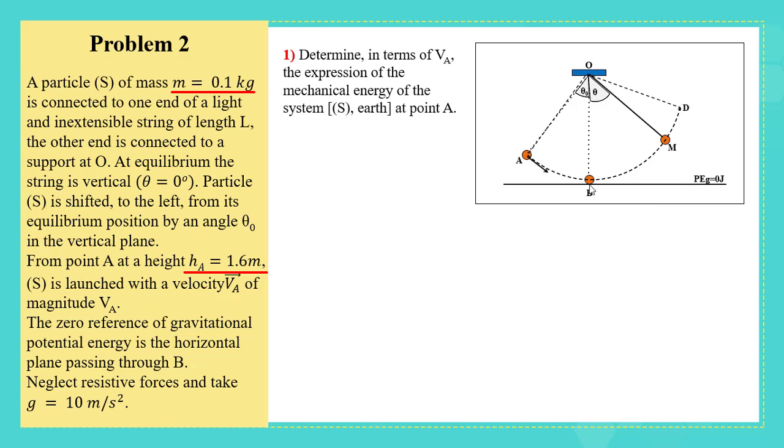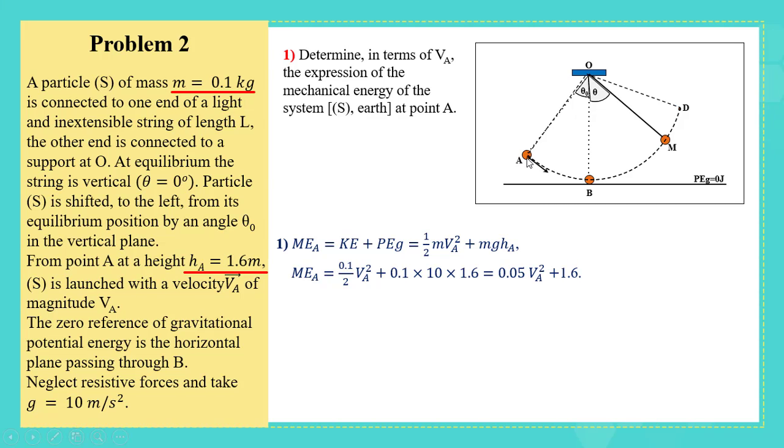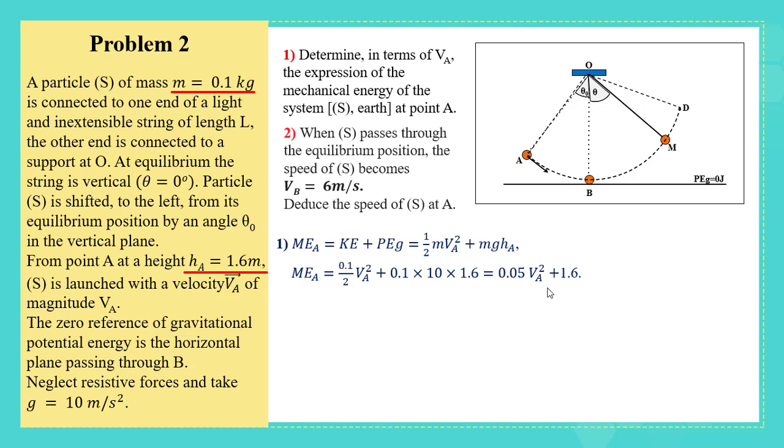The first part. Determine, in terms of VA, the expression of the mechanical energy of the system S-Earth at point A. Whenever they ask about the mechanical energy, we should directly write the expression: kinetic plus gravitational potential energy. The kinetic is given as half m VA squared because the position we are dealing with is A, plus mgh. But this particle is launched with a velocity VA and it was at a height 1.6. Replacing the mass by its value and the height, we get 0.05 VA squared plus 1.6.